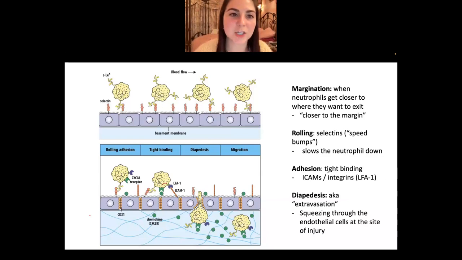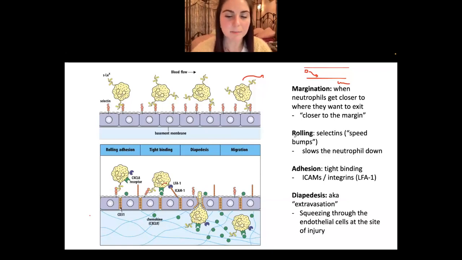So margination is just, again, we have a giant blood vessel and the neutrophil is coming through. It doesn't really know where it's going, it's just coming through, anywhere. And then when it gets to the site of where the infection is, it starts to get a little bit closer to where it should be leaving. That's called margination. I remember this because it's getting closer to the margin, right? It's getting closer to that margin of endothelial cells. So that's your margination.